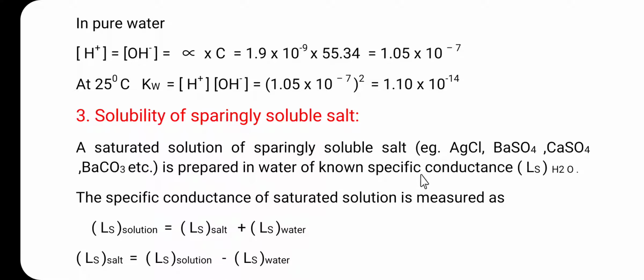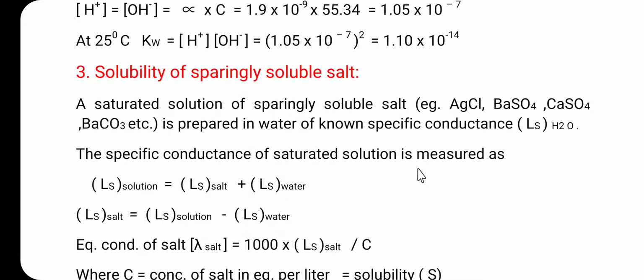And the third and last application of the conductance measurement is the solubility of the sparingly soluble salt. So friends, once again, all of you know that sparingly soluble salts are salts which have very small solubility in water. Such salts are called sparingly soluble salts. Some examples are AgCl, that is silver chloride, barium sulfate, calcium sulfate, and barium carbonate.